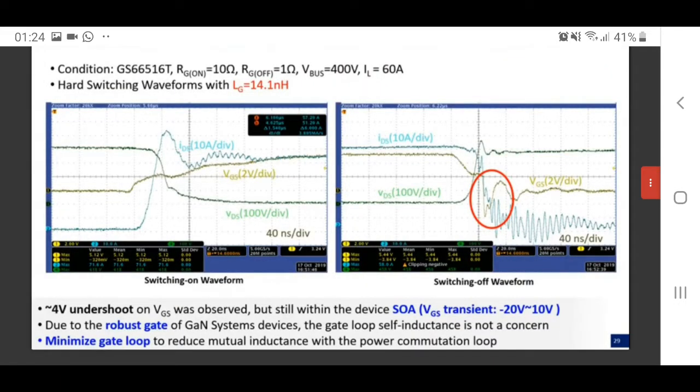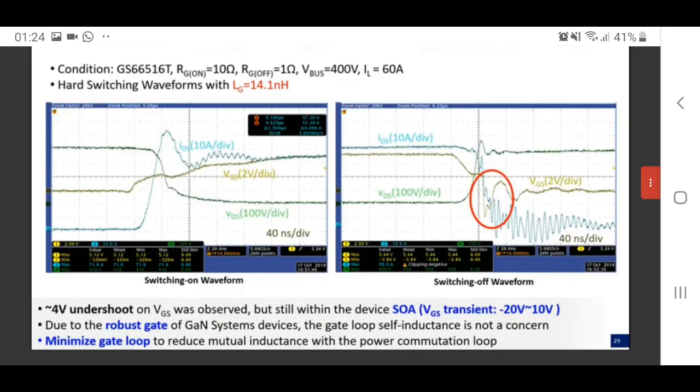So here are the hard switching on and hard switching off waveforms of the non-optimum gate loop design at the rated current. As you can see in the picture, the only issue is the minus 4 volts undershoot on the gate. But this is still within the device's safe operating area. For GaN Systems devices, the maximum VGS voltage is from minus 20 volts to 10 volts. So due to the robust gates of the GaN Systems devices, the gate loop self-inductance is not a concern.